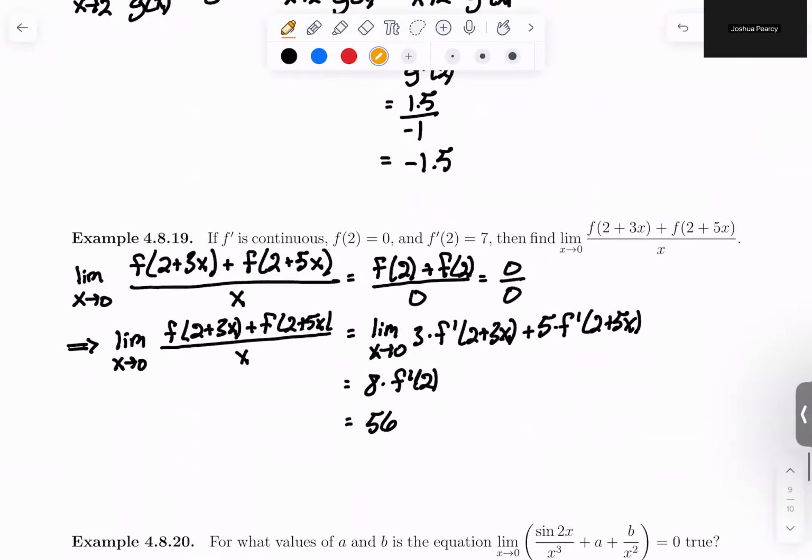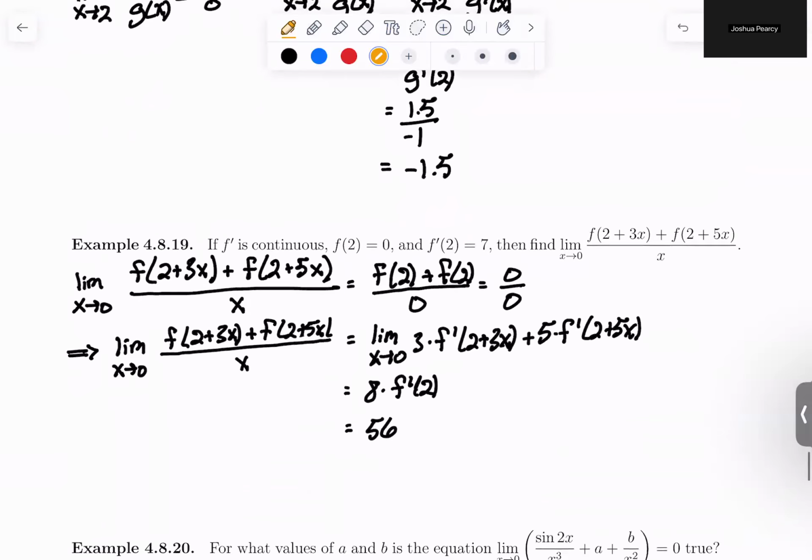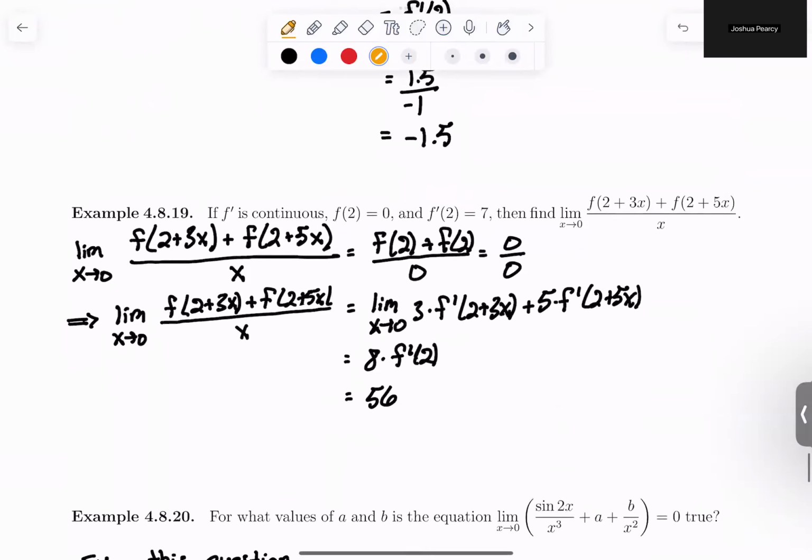Okay, and then this last one we're going to go over here. It says if f prime is continuous, f of 2 is 0, and f prime of 2 is 7, then find the limit as x goes to 0 of f of 2 plus 3x plus f of 2 plus 5x over x. So what I did here was I wrote the limit as x goes to 0 of this. As x goes to 0, this becomes f of 2 plus f of 2 over 0, and this is a type 0 over 0. So what I now need to do is take the derivative of the numerator and the denominator.